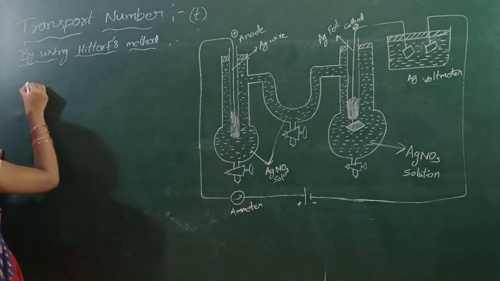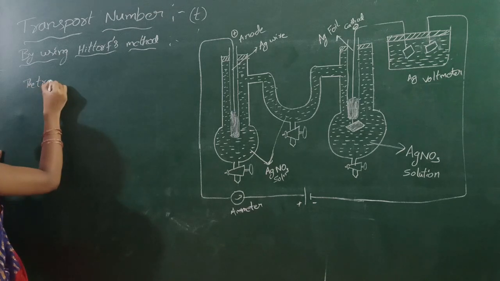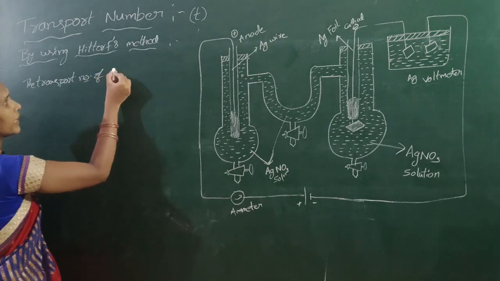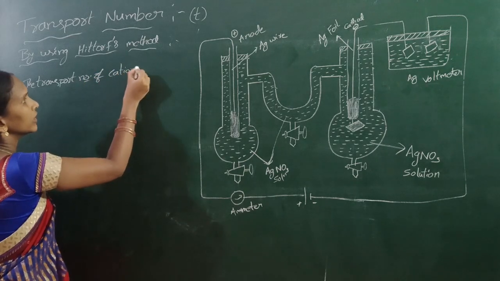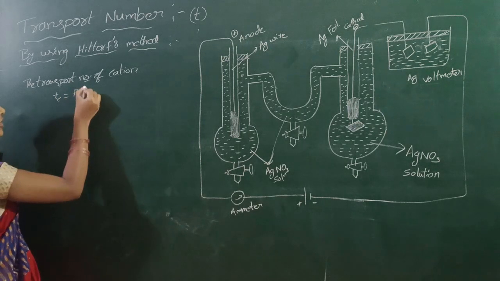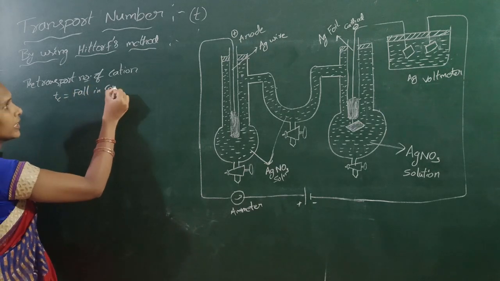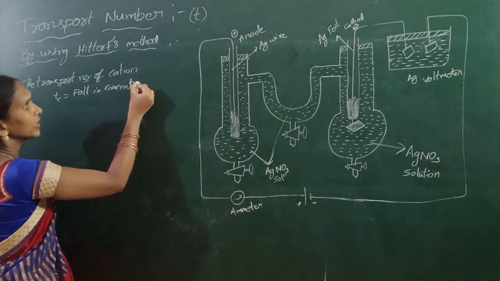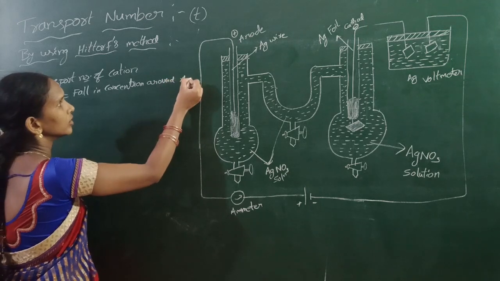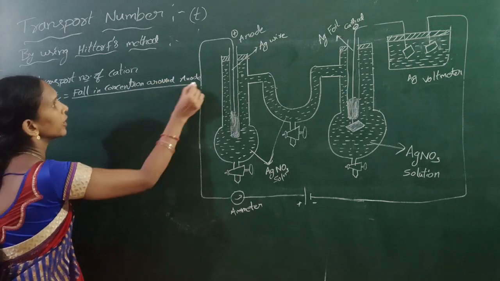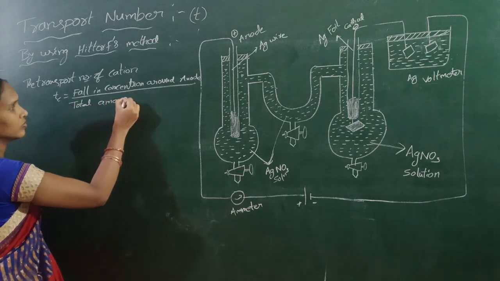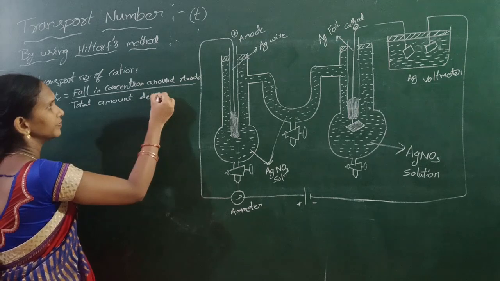That means the transport number of cation, Tc, is equal to the falling concentration around anode by total amount deposited.